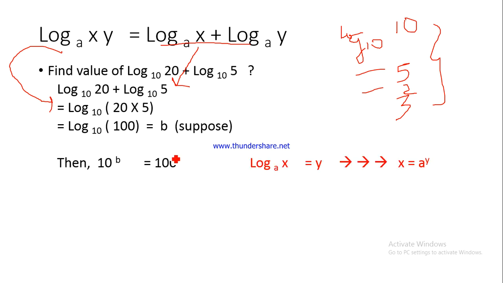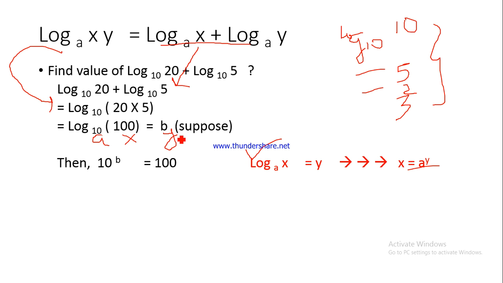So what we'll do, we'll be using this particular property here. Remember, log a base x is equal to y, then x is equal to a raised to the power y. Here what is happening, please understand, log 10 base 100 is equal to b. So basically here this is a, this is x, and this is y. So we are using this identity, this property here.